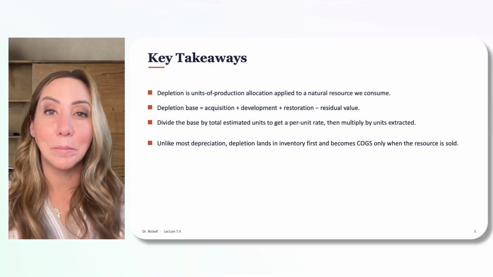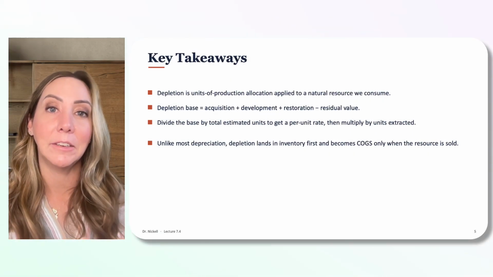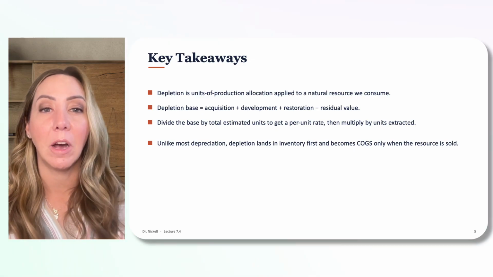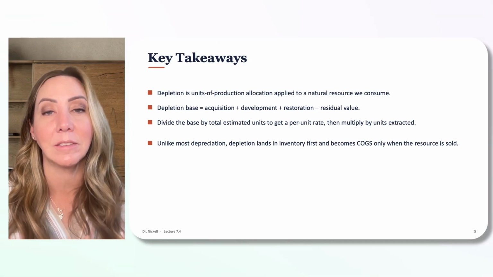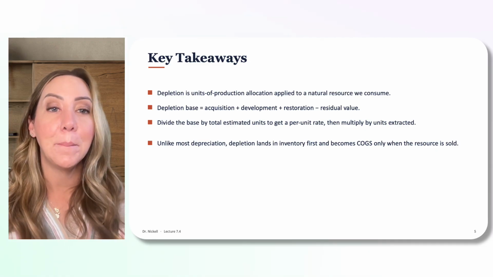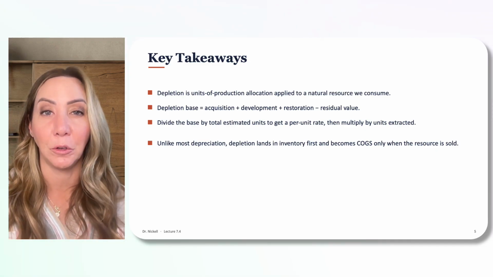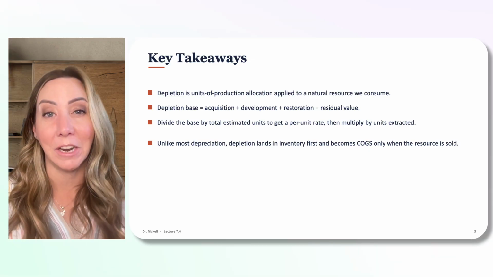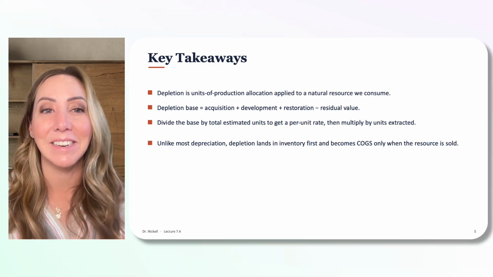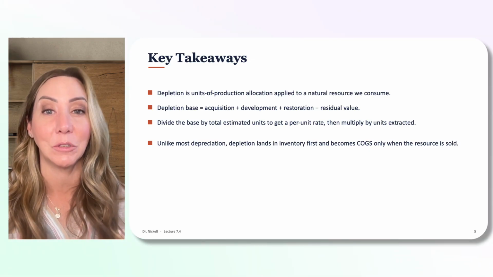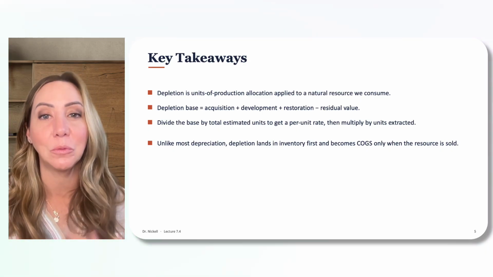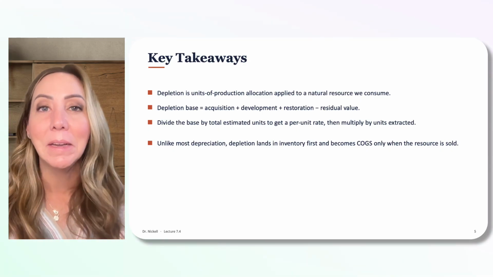So depletion is simply units of production allocation applied to a natural resource that we physically consume. The depletion base is acquisition costs plus development plus restoration costs minus residual. Then we divide that base by total estimated units to get a per unit rate, and then multiply by units extracted. And unlike most depreciation, depletion typically lands in inventory first and only becomes cost of goods sold when the resource is sold. One more asset type to go, the intangibles, where allocation takes its final name, amortization.